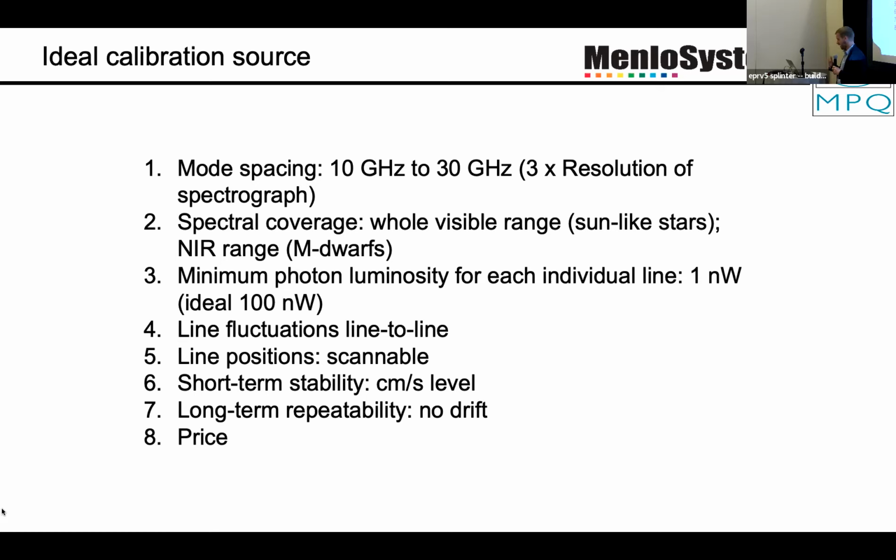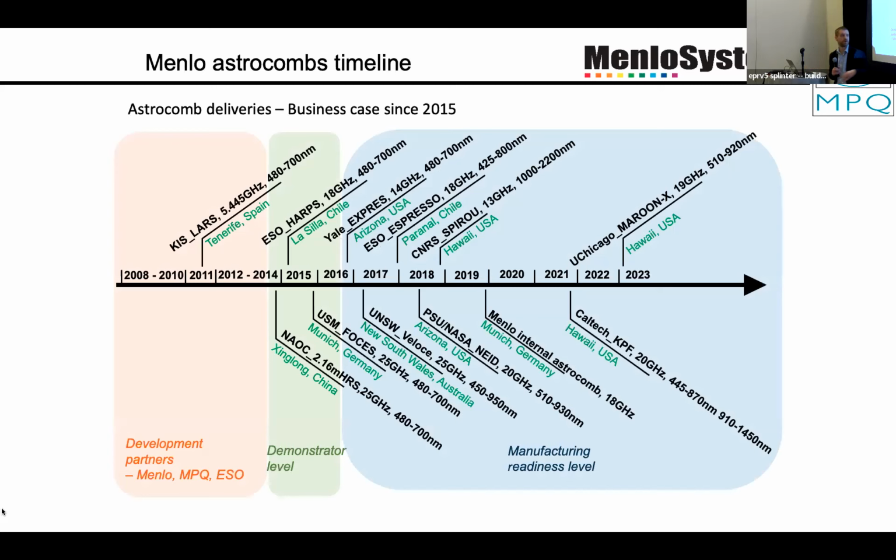The last point is price. Budgets aren't infinite, and we are still rather pricey. That being said, we have 12 of these in the field, and as we've started, they've gotten better each year. So if you see yourself up there, you kind of know what revision you're at. But we started way back in about 2010 with a visible comb spaced at 5.4 gigahertz for Tenerife, Spain, and we've moved on from there.